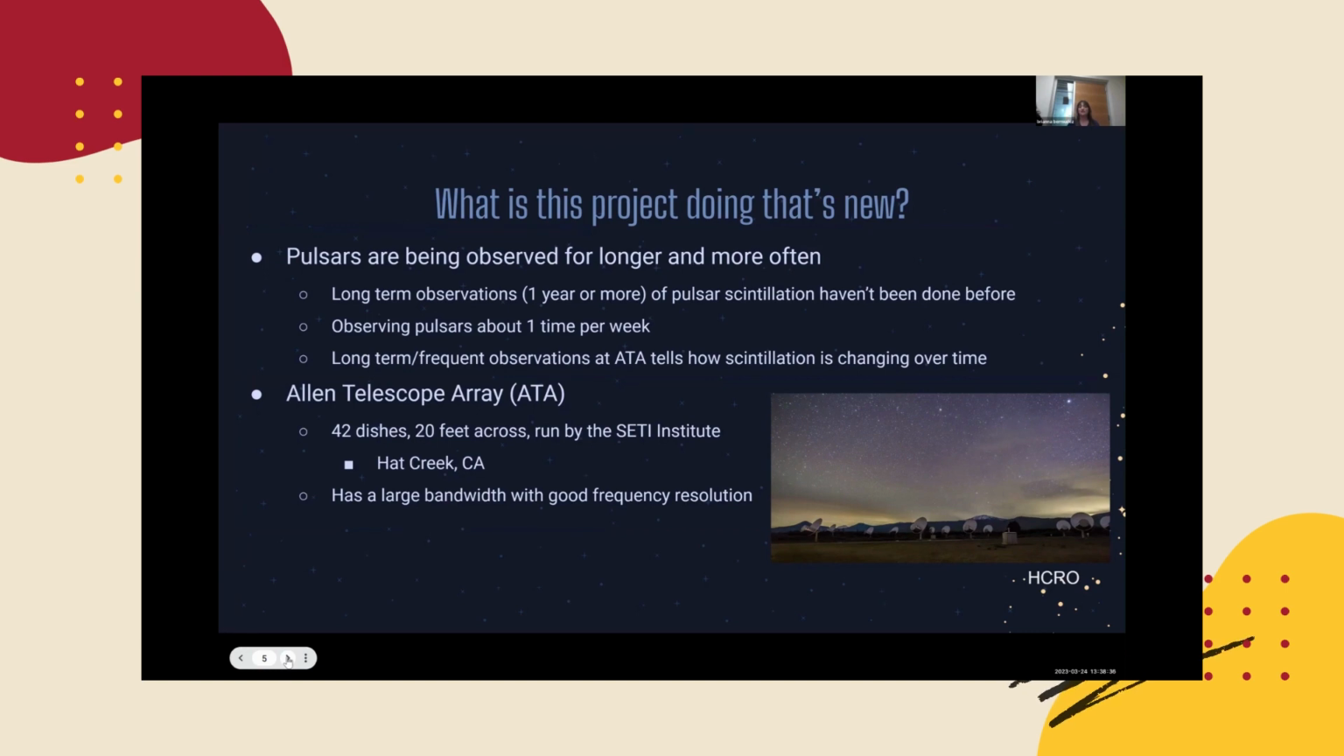There are 42 dishes, each about 20 feet across, run by the SETI Institute. These dishes have a large bandwidth with really good frequency resolution, meaning that we're able to receive lots of frequencies at once, as well as lots of pixels within those frequencies, meaning that we're getting really clear images. And with that, I'll pass it off to Brianna.